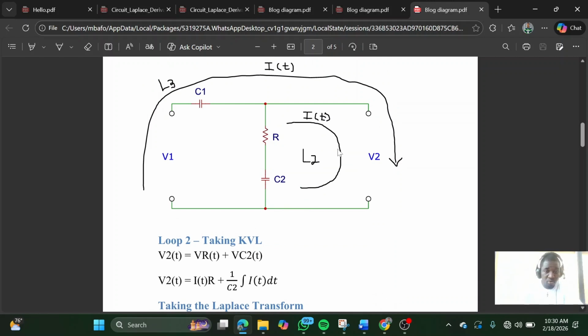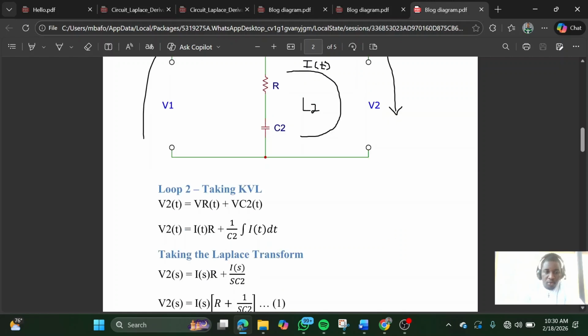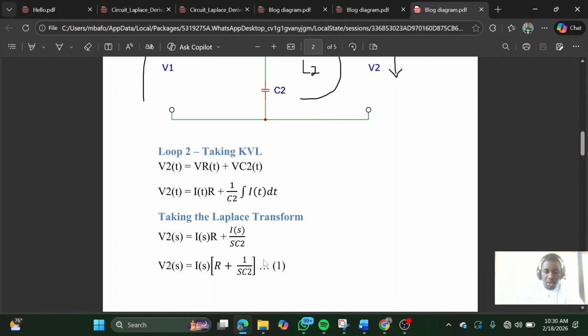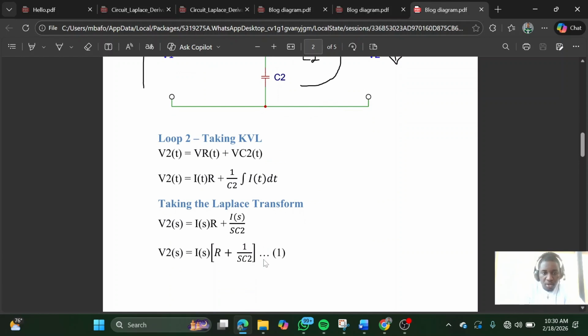So taking the second loop, it will be the summation of the voltage across the resistor and the voltage across the second capacitor. With the resistor, the voltage across the resistor, we have I of t R plus, then the capacitance voltage is also given like this. Now we take the Laplace transform of both the voltages across both components, and this is what you're going to get.